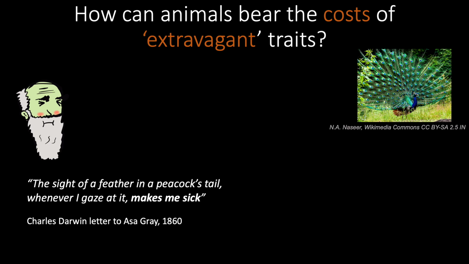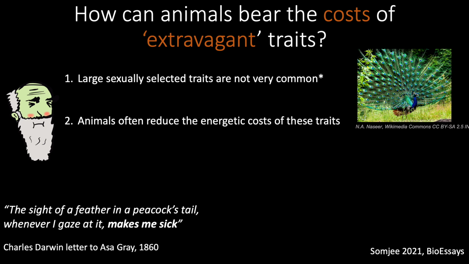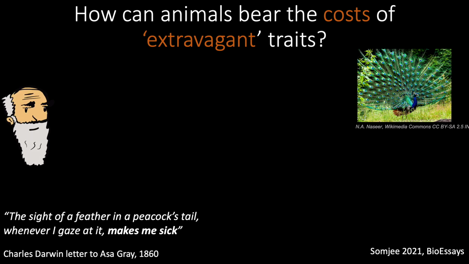So going back to the question, how can animals bear the cost of these exaggerated structures? Because these traits are large and draw our attention, we might mistakenly assume they're more common than they are. At least at a broad level, across phyla, they're not very common. Few animals that do have these traits capitalize on cost-saving physiological mechanisms to reduce these costs. Finally, direct costs such as increased predation due to large traits have been surprisingly difficult to document.